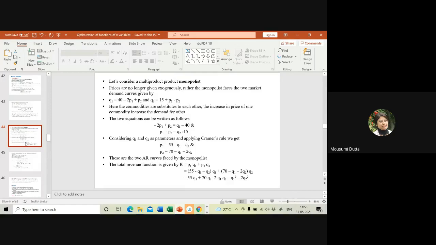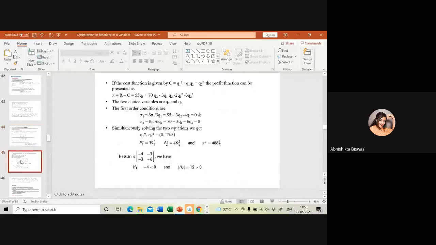Ma'am, Q2 is 23 by 3. P1 star, no, ma'am, Q2 star. P2 star is 20, P by 3 by 3. Yes. This is what it should be, because some people got this answer and I also got this value. Yes, ma'am. Because if we are putting 25 by 3, then we are getting 488 and one third, but that's profit.